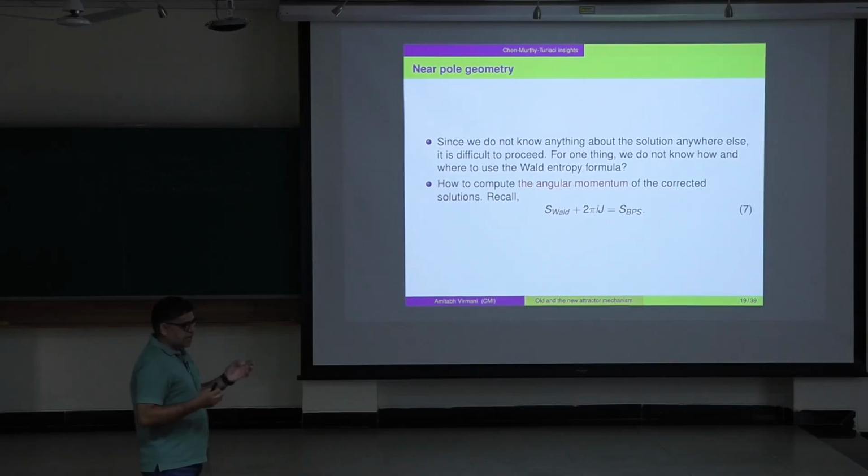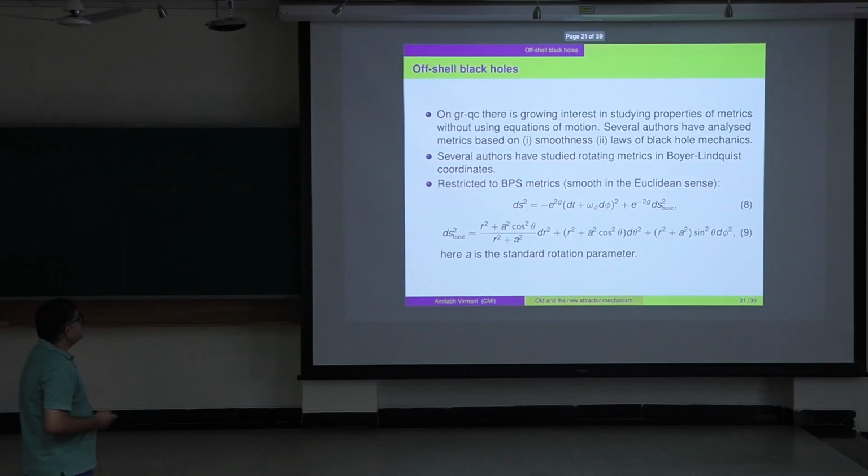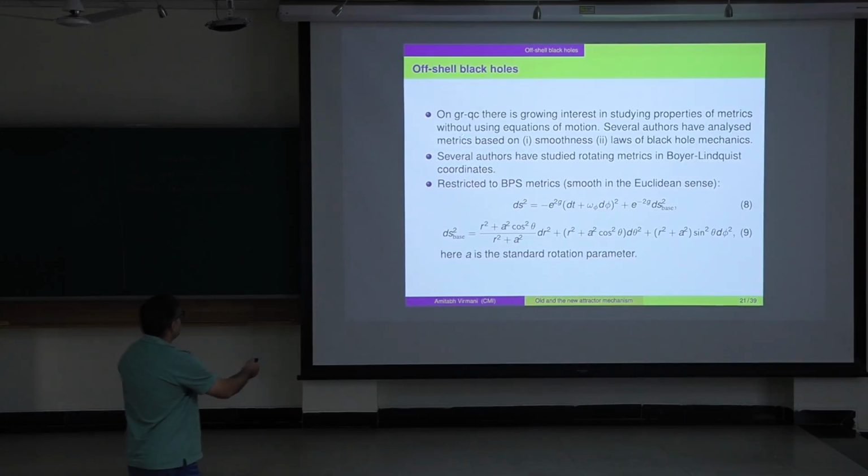What this paper is telling us is that there are some corrections at the poles, but beyond that they are not telling us anything about how to compute the angular momentum. Okay, so this is where off-shell black holes come in. So the idea is the following.